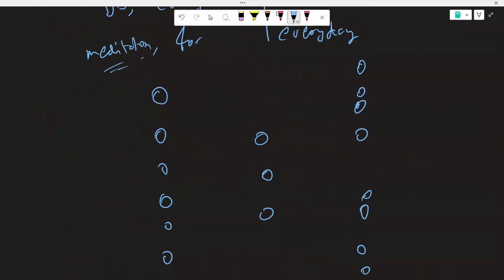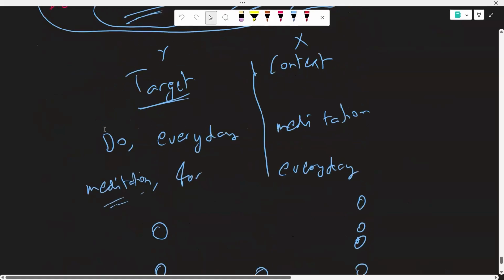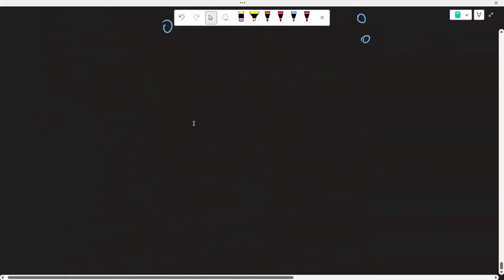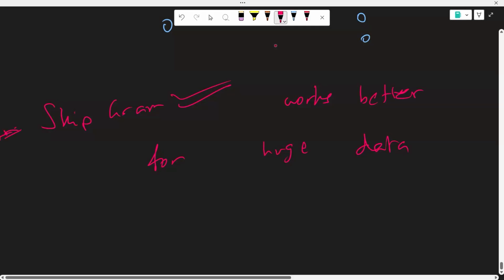In one, you're passing X and getting Y. In the other, you're again passing X, but it's the opposite of what we passed in continuous bag of words, only because the definition of it is reversed. Just one thing: majority of the times in NLP, we use skipgram. We use the logic of skipgram. Skipgram works better for huge data. Whenever you have very large data, prefer skipgram. It will give you much better results.